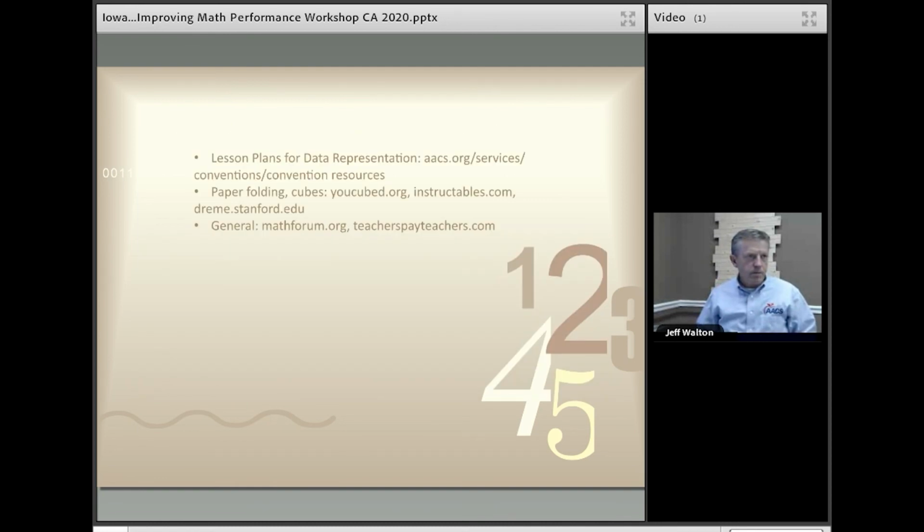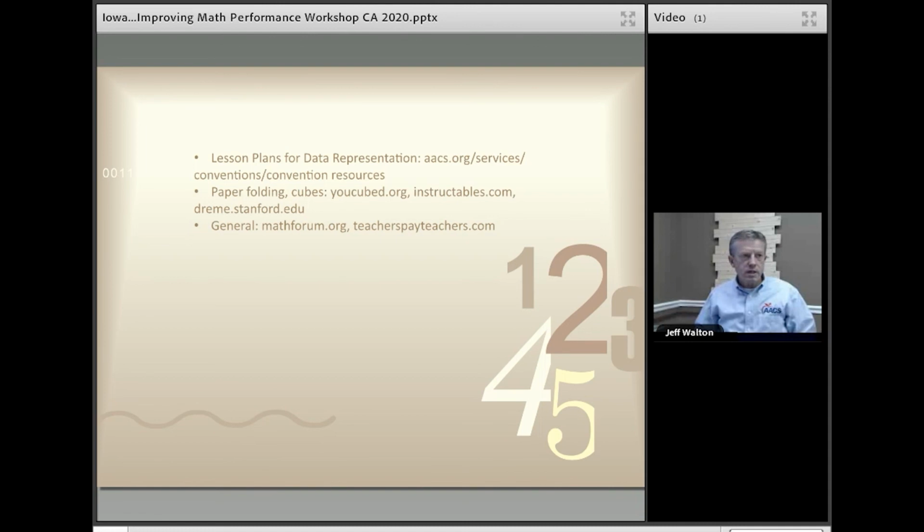Here are a couple of resources before I show you some other illustrations and wrap this up. The lesson plans for data representation that I told you about are on the AACS website in the Convention Resources folder. If you want some websites for paper folding activities, for cubes, ucubed.org or instructables.com or dreme.stanford.edu. Good resources for all of those things.